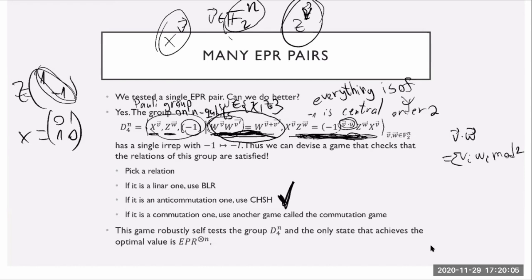For linearity, there's a very famous test called the BLR test, the Blum-Luby-Rubinfeld test, that checks linearity. So if I need to check this thing, I'm playing a game that simulates the BLR test with the players. And by that I'm checking this relation.